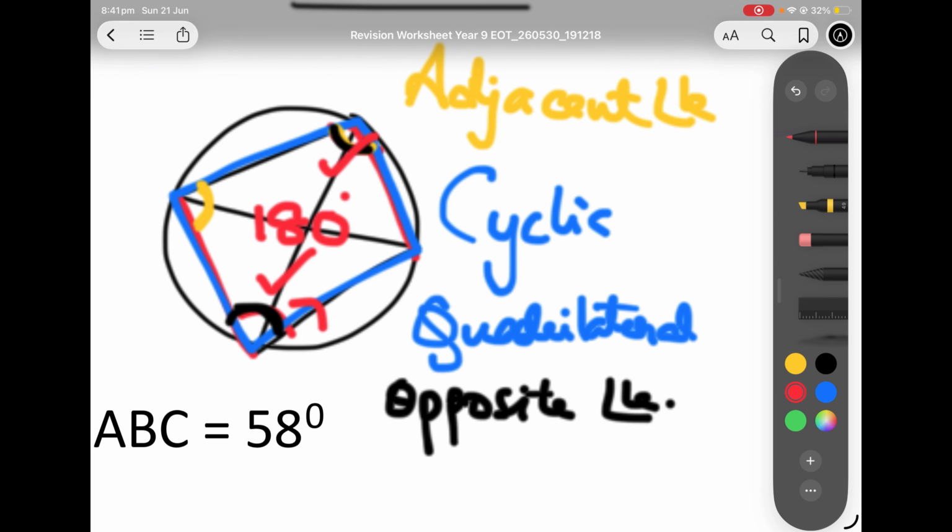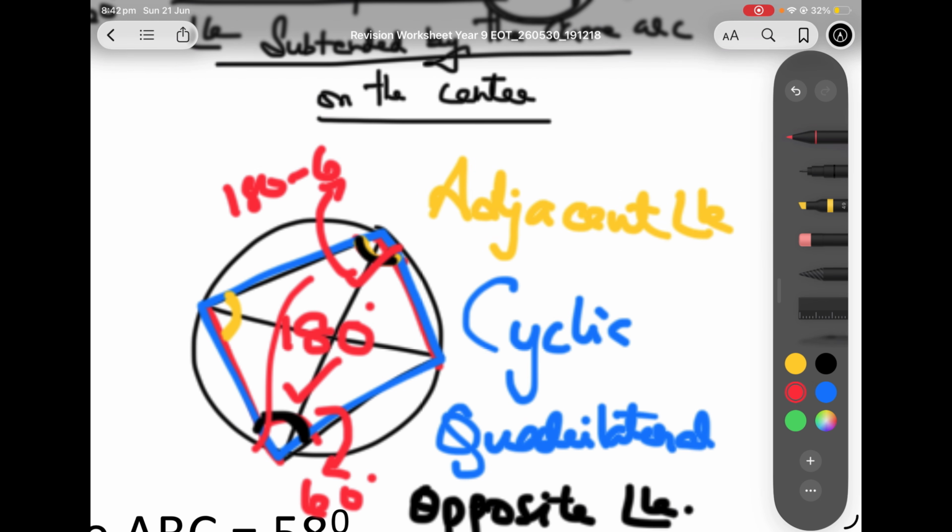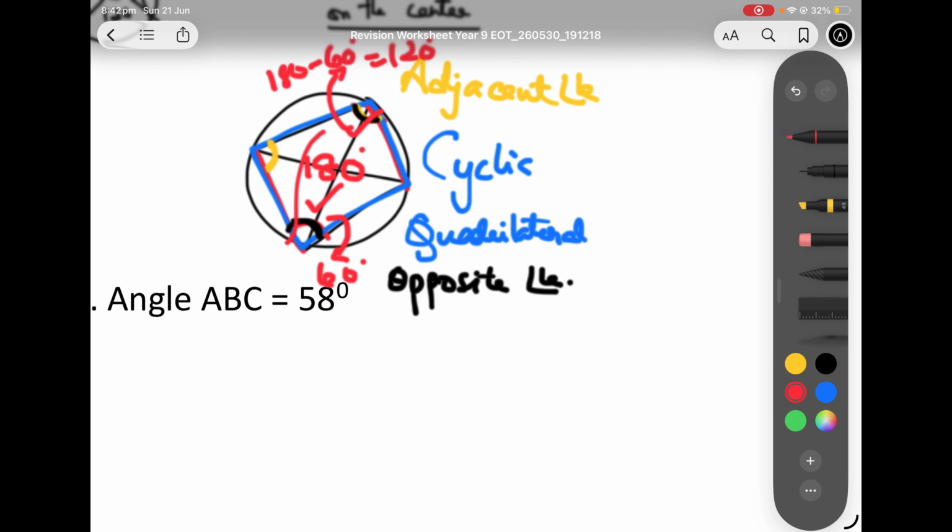If they give me this angle as maybe 60 degrees, then what would this angle be? It would be 180 minus 60, which turns out to be 120 degrees here.